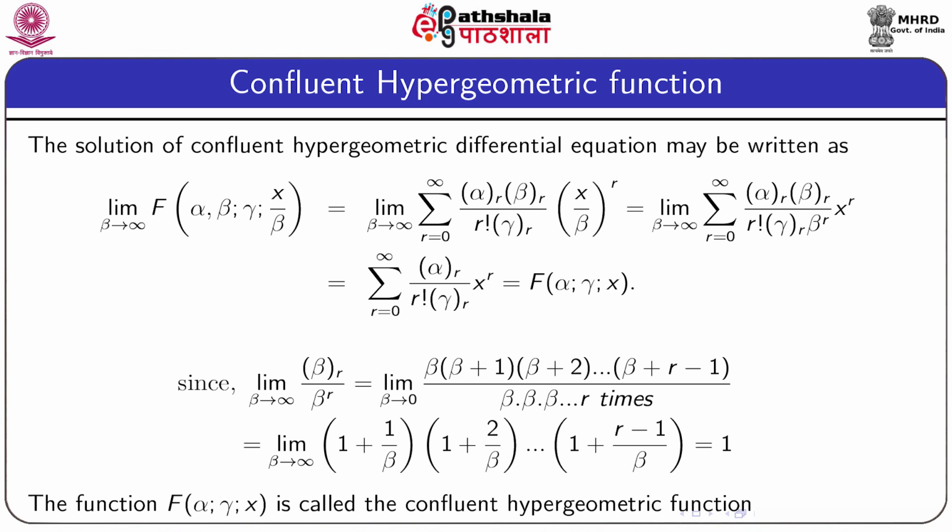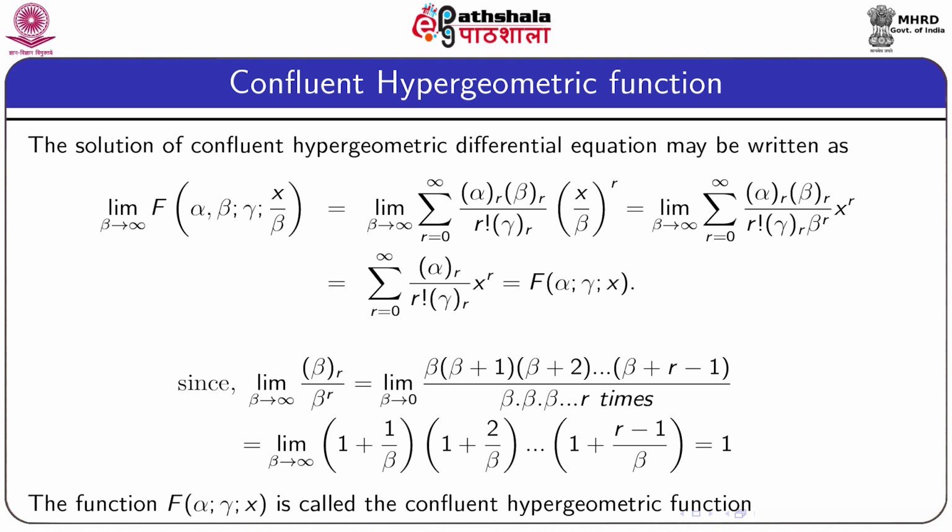If I now divide each term by each of these betas, I will be getting 1 plus 1 by beta, 1 plus 2 by beta dot dot dot 1 plus r minus 1 by beta. And as beta tends to infinity, 1 by beta tends to 0, 2 by beta tends to 0 dot dot dot r minus 1 by beta tends to 0, and hence this whole expression is equal to 1. This result we use in this expression.